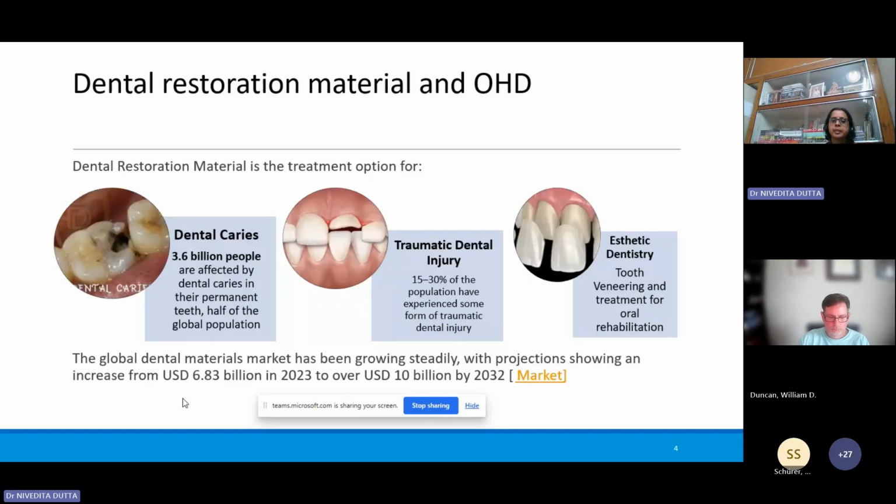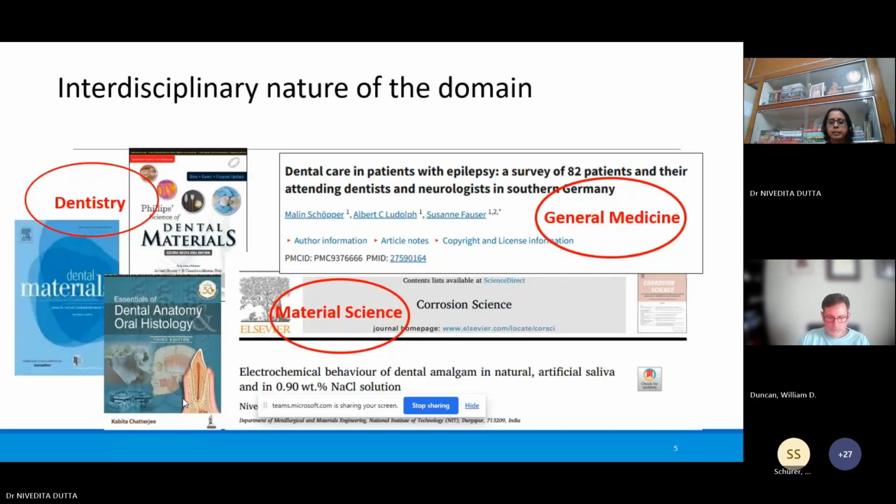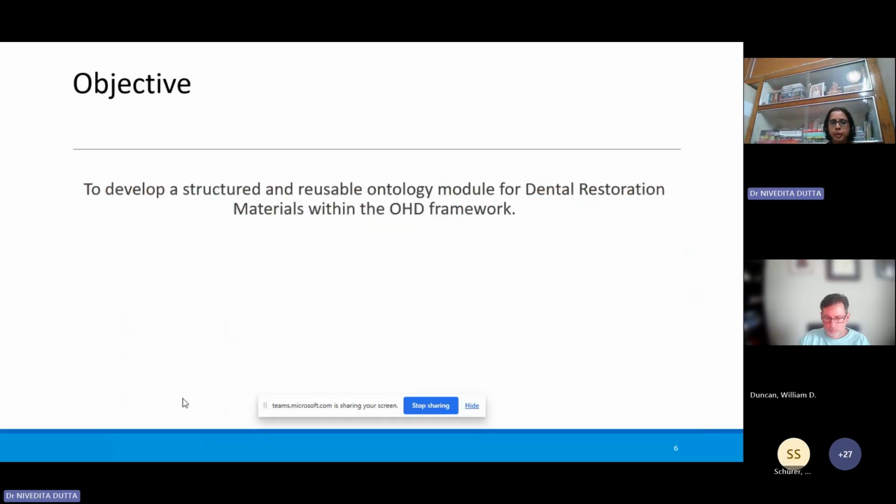So the requirement can be seen from the steady market growth. This is the data. But for ontological representation, this domain is a little bit complex because of its interdisciplinary nature. It comprises knowledge from dentistry, from material science, and also from general medicine. So our objective is to develop a structured and reusable ontology module for dental restoration materials within the OHD framework.